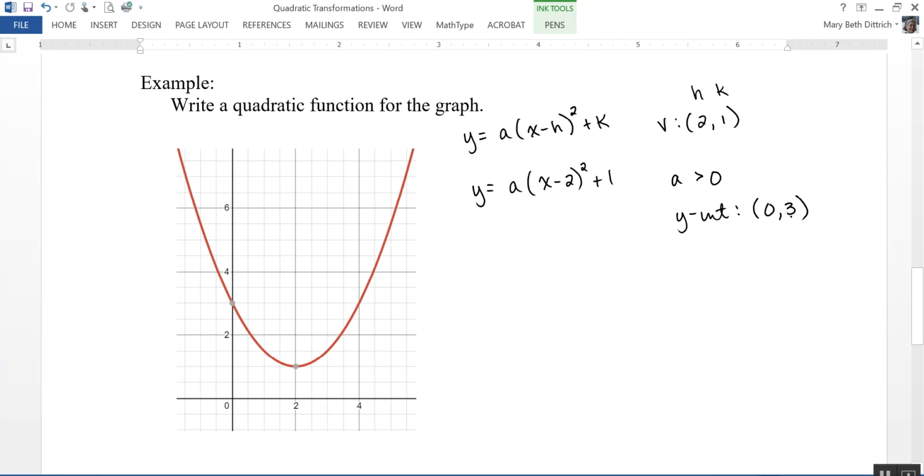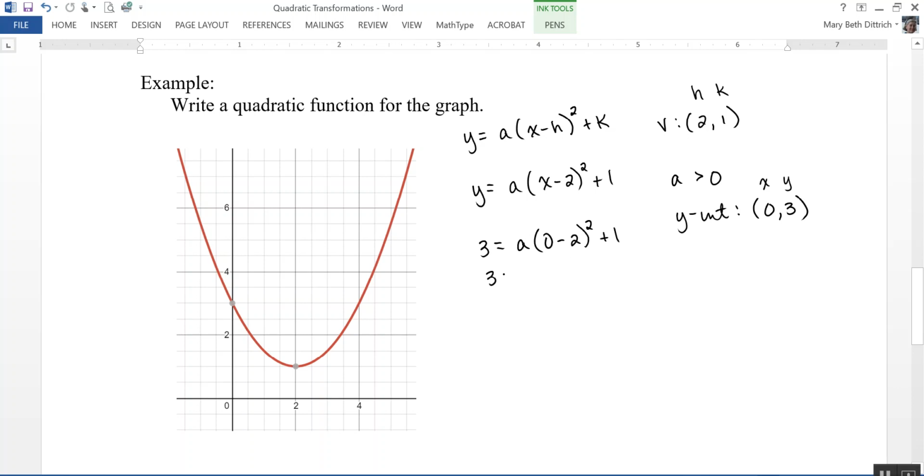So I can actually use that as an x-coordinate and a y-coordinate on the graph and plug that into here. So instead of y, I'll put in 3. And a is what I don't know. X is 0. I know that h is 2. And k is 1. And now I can solve this for a.